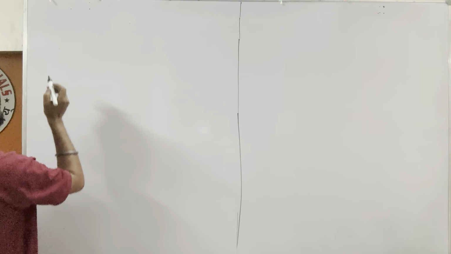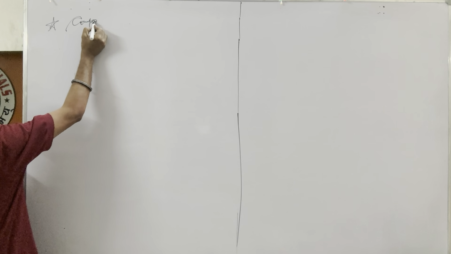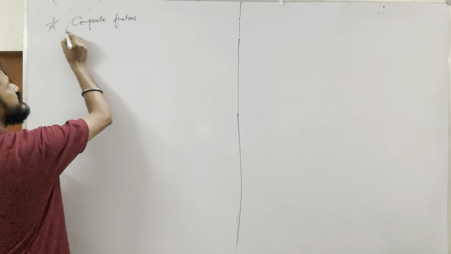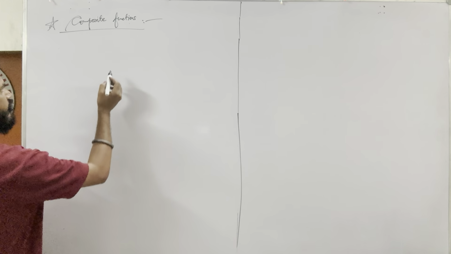Now guys, taking the revision forward on differentiation, we'll try to understand what different kinds of differentiation rules there are. So let us see differentiation of a composite function. Composite functions are the functions which are embedded functions. There will be a function inside a function. So let us take an example.